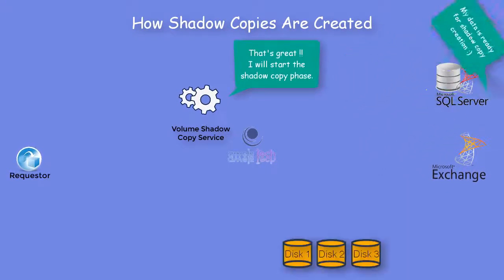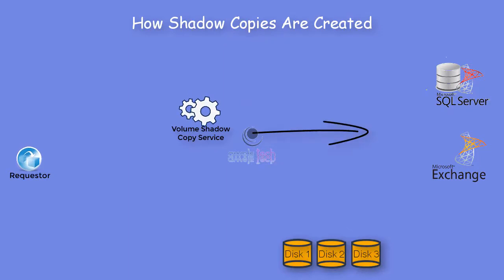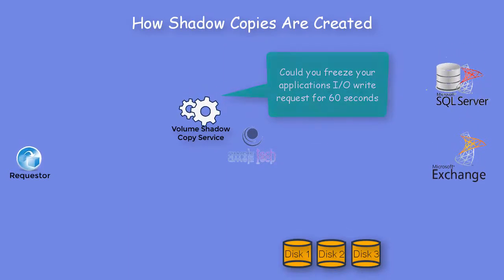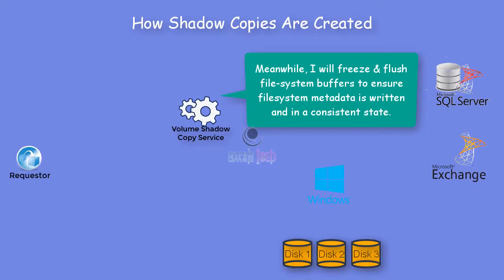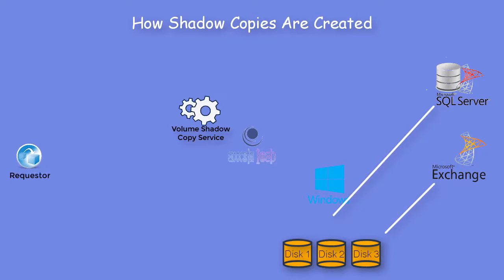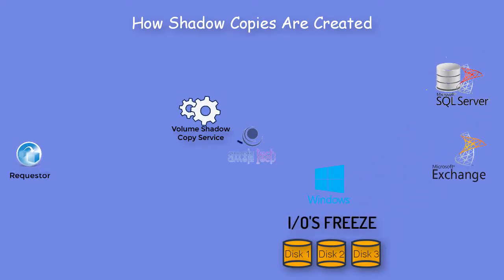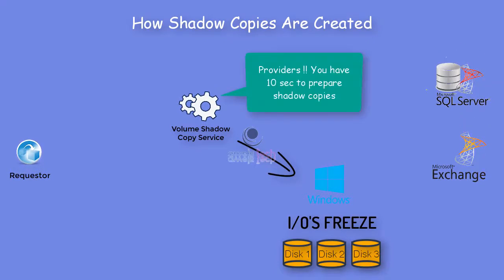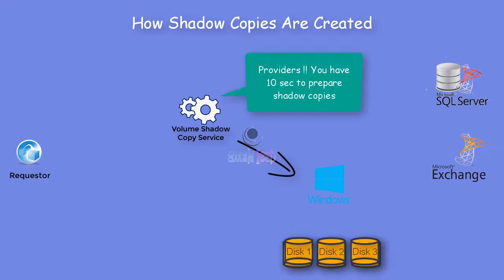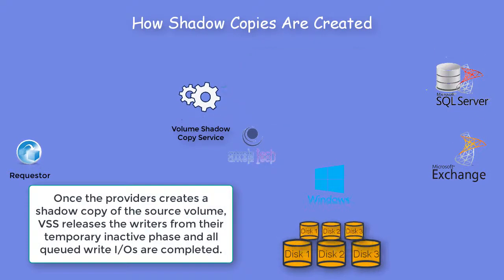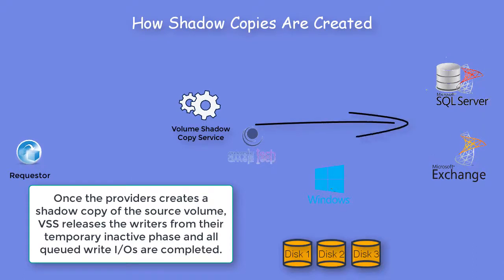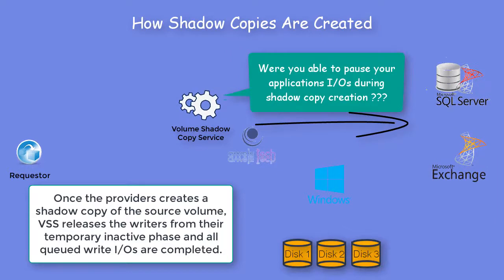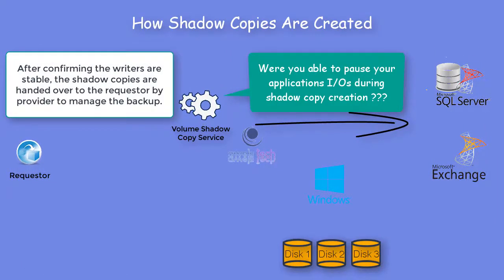Once VSS confirms that the data is ready for shadow copy creation, it starts the shadow copy phase and asks the writers to freeze their IOs for a maximum of 60 seconds. Meanwhile, VSS will freeze and flush file system buffers to ensure that the file system metadata is written and stored in a consistent state. Writers then freeze their IOs for 60 seconds, and within those 60 seconds, VSS will tell the provider that it has 10 seconds to shadow copy the volume. Once the provider creates the shadow copy of the source volume, VSS will release the writers from their temporarily inactive phase, and all the queued write IOs are completed. Post this, it also performs a check to see if it was able to pause the application IO successfully during the shadow copy creation.